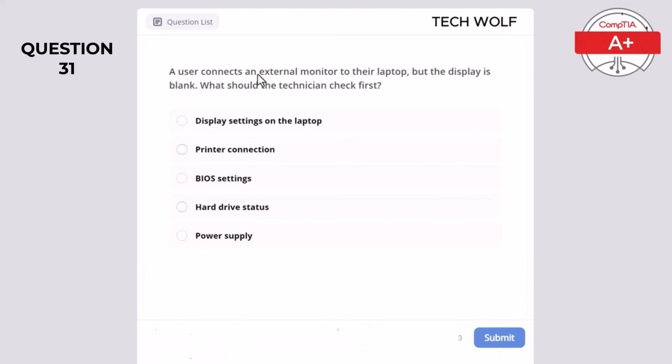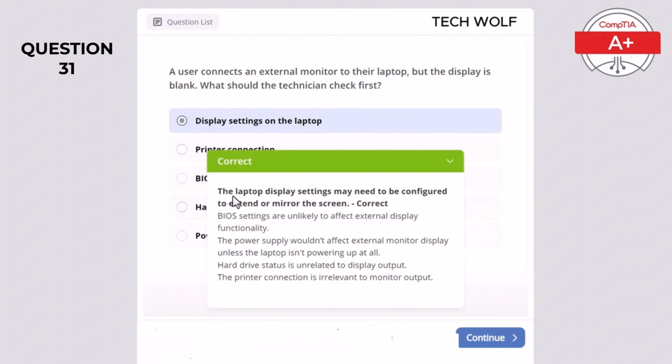A user connects an external monitor to their laptop, but the display is blank. What should the technician check first? Display settings on the laptop, printer connection, BIOS settings, hard drive status, or power supply. And correct answer here is display settings on the laptop. The laptop display settings may need to be configured to extend or mirror the screen.